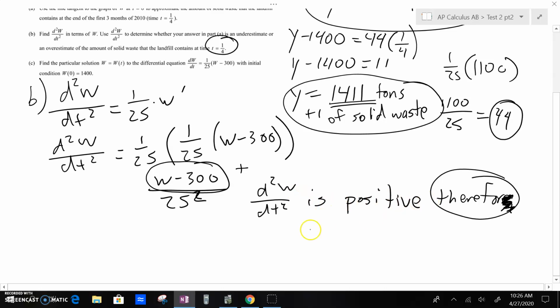So that's positive. Therefore, W is concave up. And the estimate in part A is an underestimate.